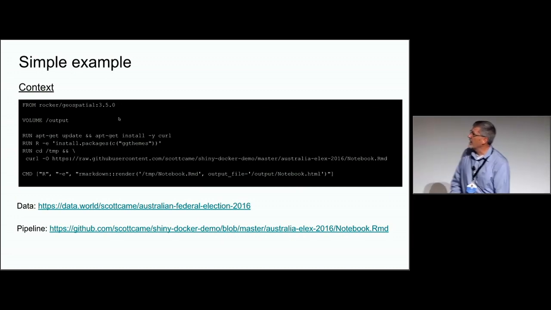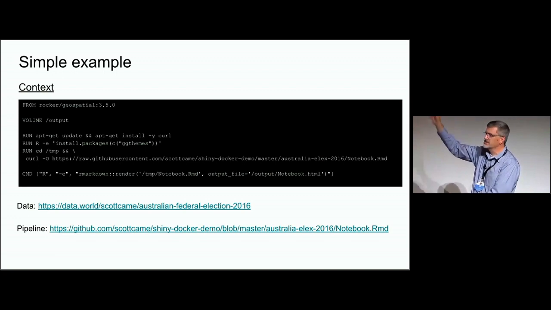I did a little Docker file that installs some stuff, installs ggthemes because I like using ggthemes in my plots. And you can see right here in my GitHub repo, I just did a little R Markdown notebook that takes the data you just saw, pulls it in, does some analysis of it, and then the command for this image is to run the render function in R Markdown and takes the file that I just downloaded.